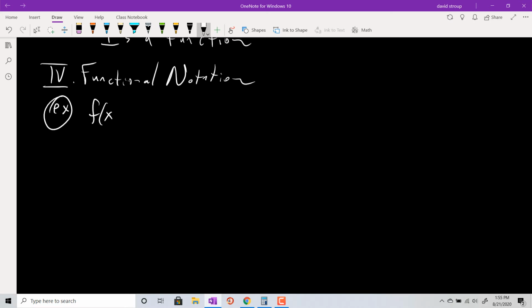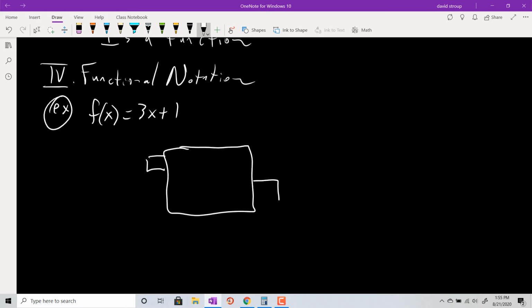For example, you have a function f of x equals 3x plus 1. As a machine, usually the way we do it in our classes, I'm just going to put in one number and see what happens, like 5. I put 5 into our machine f, and then the output is this other number, f of 5, which in our case is 16. I just plug 5 into f of x.